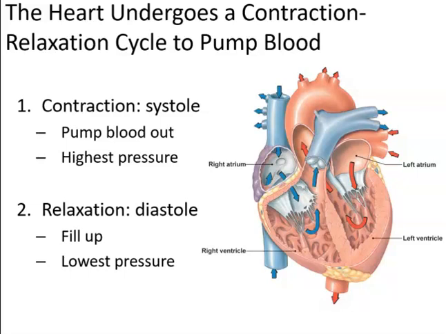Now, when the atria contract, the ventricles will relax. This is known as ventricular diastole. And then when the ventricles contract, the atria will relax, and this is known as ventricular systole or systole, depending on however you want to pronounce it. So contraction is known as systole. If systole is occurring within the ventricles, blood is pumped out either on the right side towards the lungs or on the left side towards the rest of the body. And this is where we have our highest pressures.